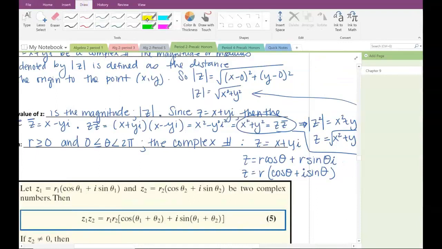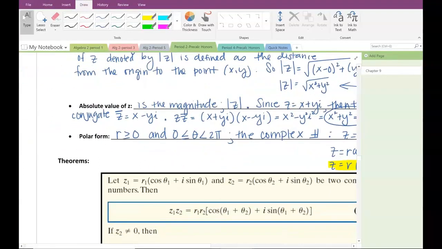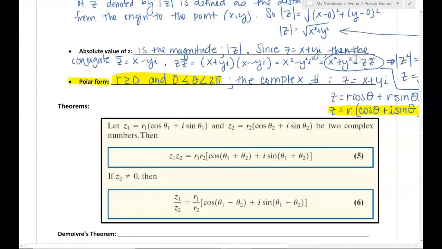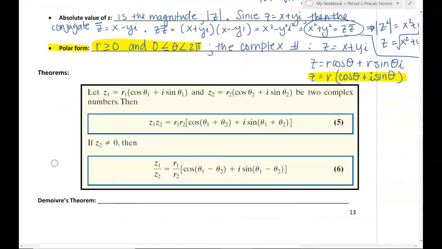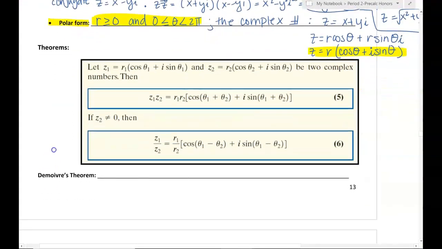So I do want to highlight that formula. Okay, so highlight this formula. This right here, guys, is the polar form of a complex number. And again, be mindful of those restrictions, okay? So theta has to be a positive first revolution and radius has got to be non-negative. Okay, so we got some theorems going on here.